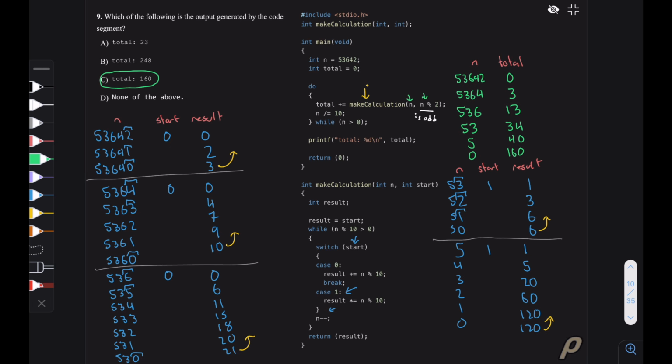So this is a pretty involved problem. You just got to make sure you really track all of the stuff that's going on and kind of see the pattern maybe a little bit in the make calculation function to help speed up that process just a little bit.